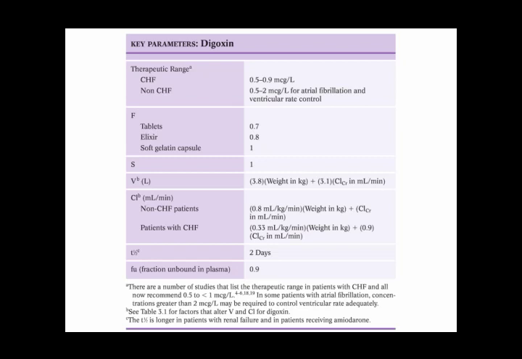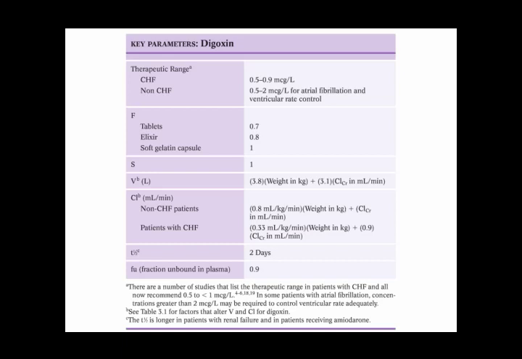The volume of distribution is very unique in the case of digoxin, where it does not only depend on the weight of the patient, but also depends on the creatinine clearance. We normally use the ideal body weight for digoxin calculations. Clearance in a patient with non-CHF will be a little bit faster than in a patient with congestive heart failure, and the equation is there. The average half-life is about 2 days, so it takes up to 2 weeks to reach steady state.